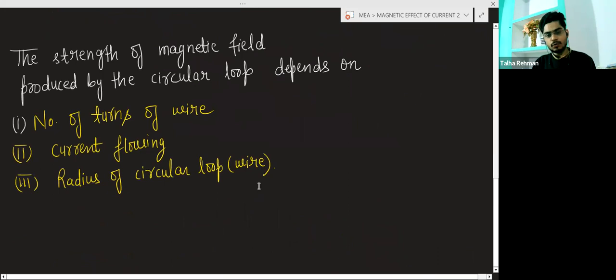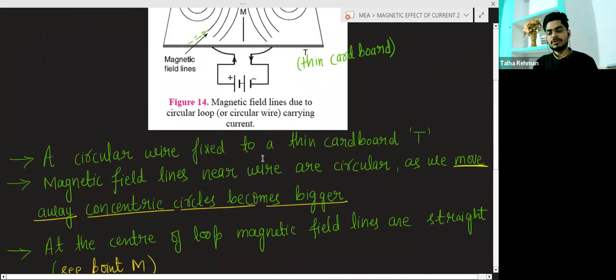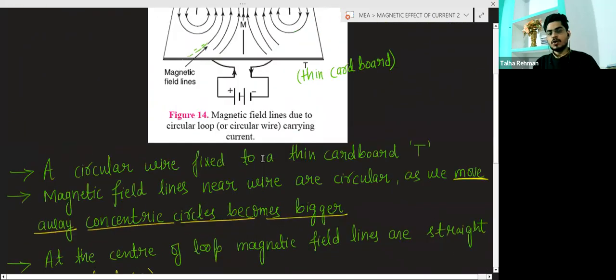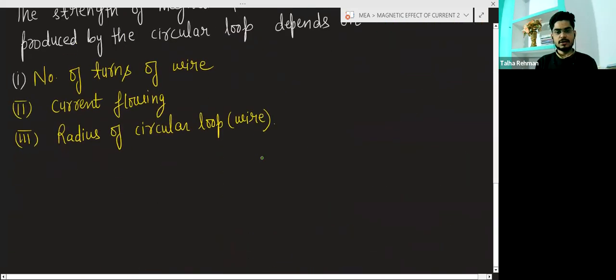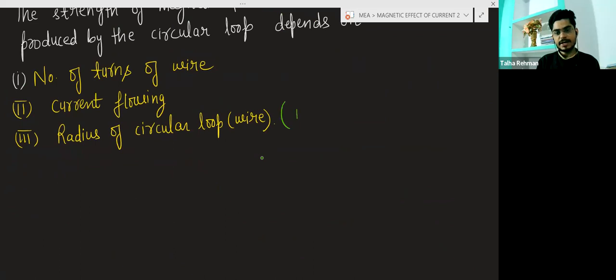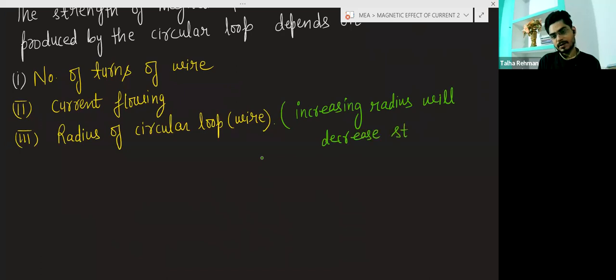Third, the radius of the circular loop of the wire. It is inversely proportional to the radius. The more the radius of the wire, the less the magnetic field. So here I am writing: increasing the radius will decrease the strength of the magnetic field at a point.